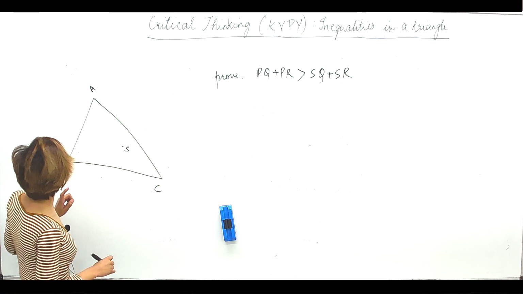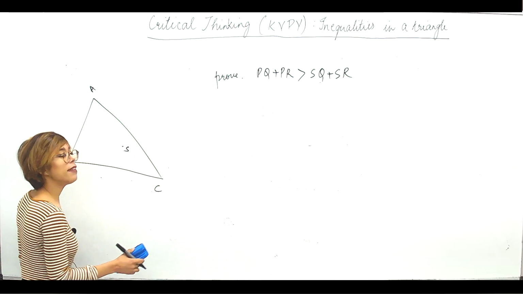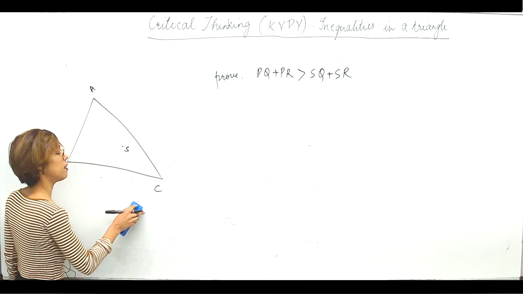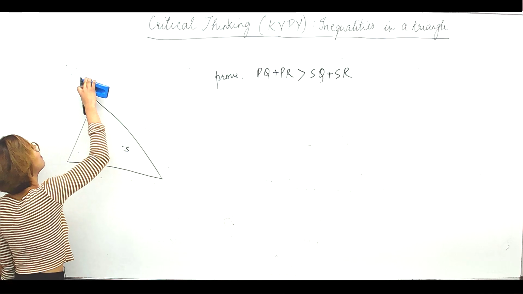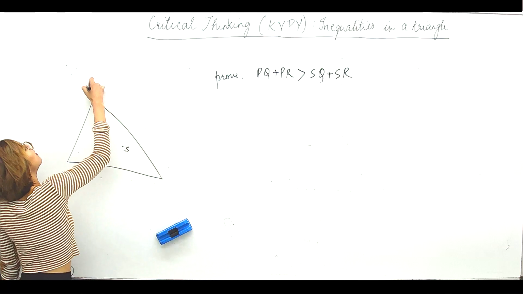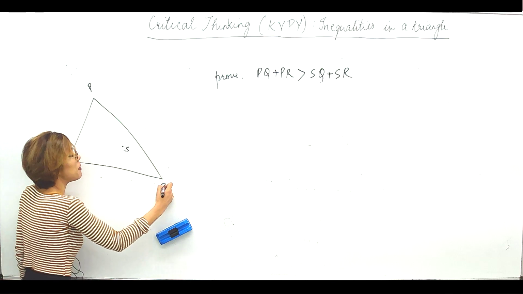Right? I need to prove... ABC क्यों लिया? Triangle का नाम PQR था ना? Of course. आदत हो जाती है ना? Right. Triangle name is PQR.